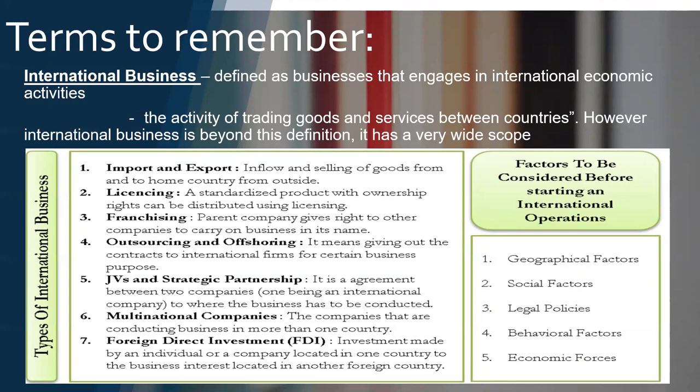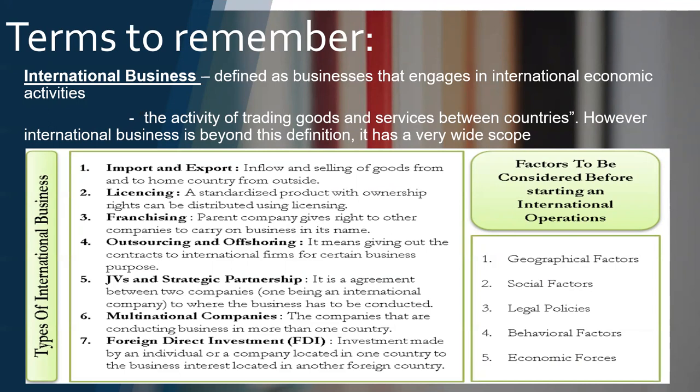Franchising: the parent company gives the right to other companies to carry on business in its name. So we have franchise businesses already in our country, international businesses. We have McDonald's, we have KFC. Well, we already have Starbucks in our locality. So those are franchising. That's part of international trade.